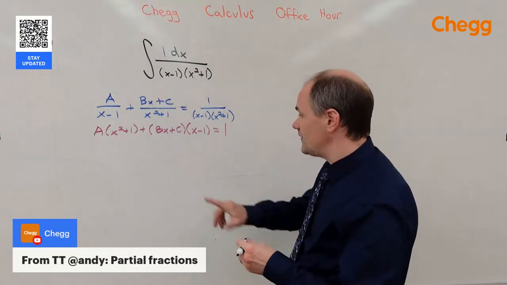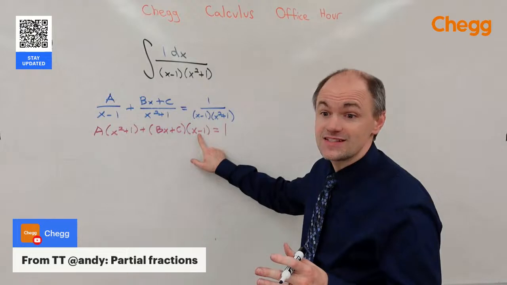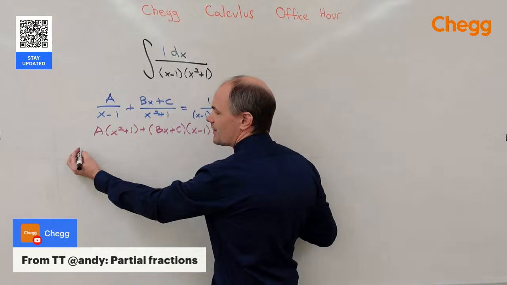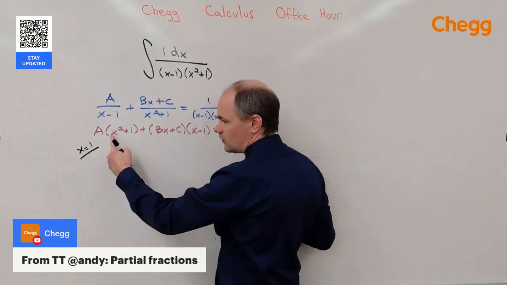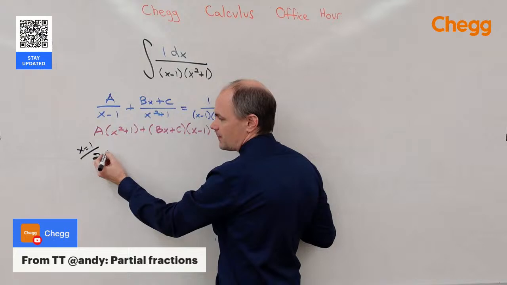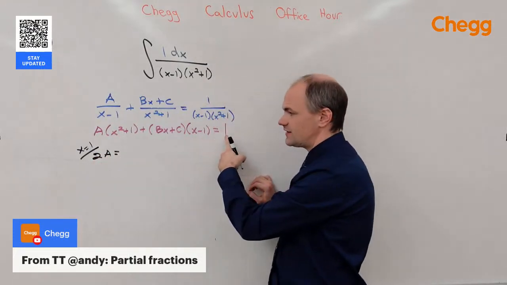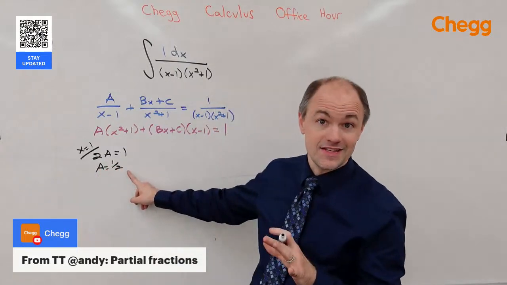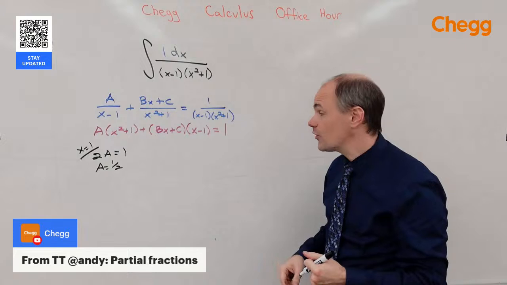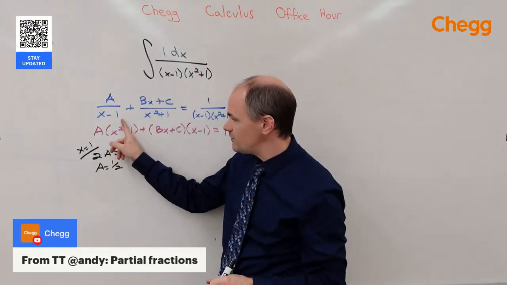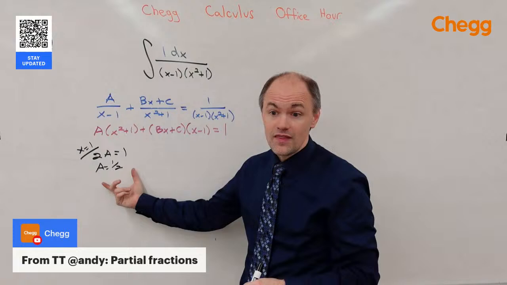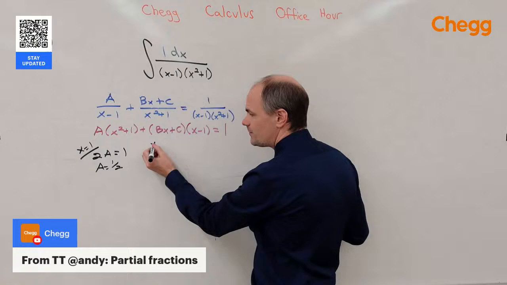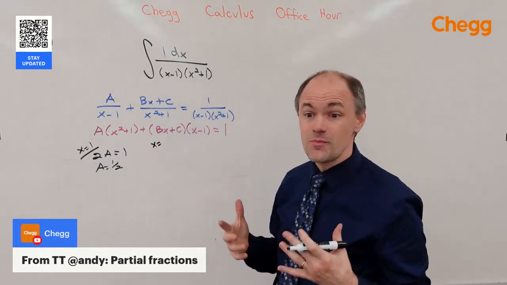For example, one convenient value you can see we can pick for x is if x is equal to 1, this term goes to 0. So let's look at what happens when x is equal to 1. We get 1 squared plus 1 is 2 times A. That's going to equal 1. So A is 1/2. That's the easy one. Gonna have to do a little bit more work for the other ones because there's no value I can pick that's going to make this first term go to 0. That's why it's nice we kind of already know what it's equal to. It's equal to 1/2.